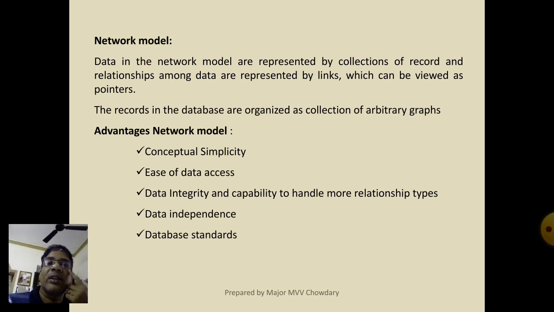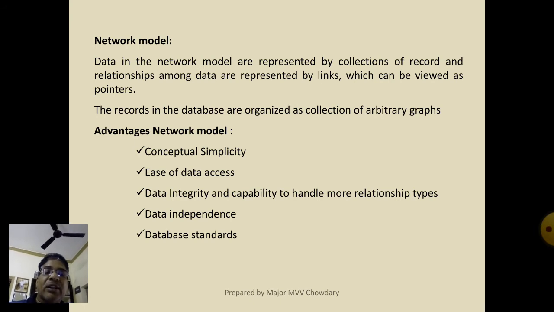The next one is the network data model. Data in the network model are represented by collections of records, and relationships among data are represented by links, which can be viewed as pointers. We have to establish the relationship between the nodes through links. We link each and every node available. The records in the database are organized as a collection of arbitrary graphs.